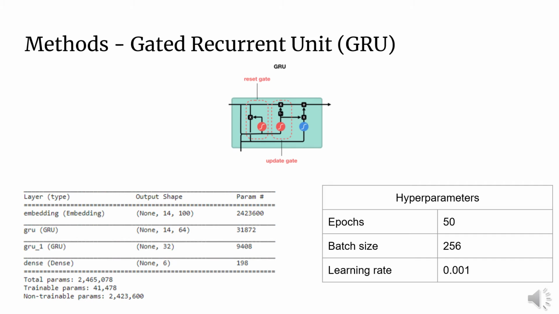Another method experimented is GRU, which is similar to LSTM but has fewer training parameters and usually trains faster. The model is trained using GloVe word embedding with the architecture and hyperparameters as shown.